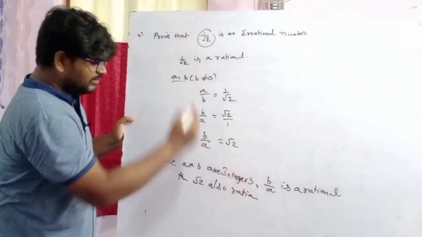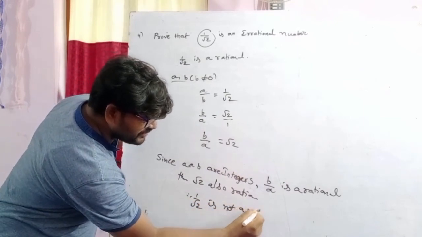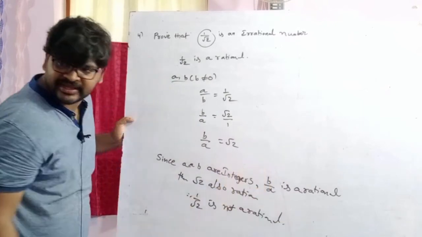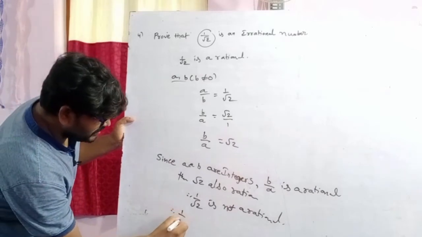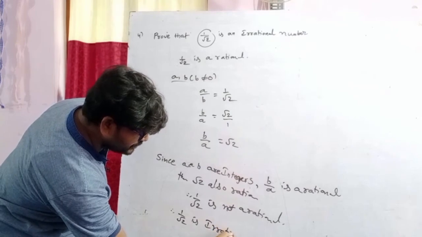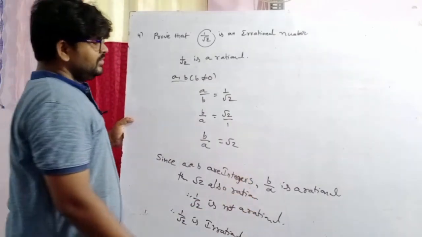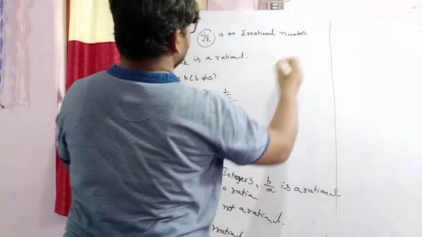That's why 1 by root 2 is not a rational. Therefore, 1 by root 2 is an irrational number. Is it clear? Next one, fifth question.